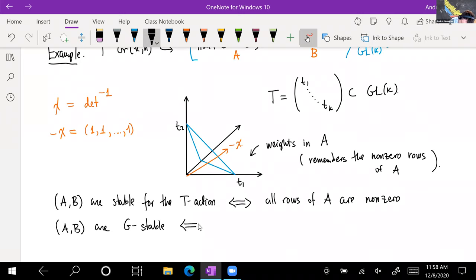What does it mean? However we conjugate, all rows are still non-zero, which means the rank of A is actually equal to K, which is the familiar condition. We just reproduce this familiar condition from this Hilbert-Mumford criterion. We know from other reasons that the quiver varieties are stable when this happens, but here we just recover it.